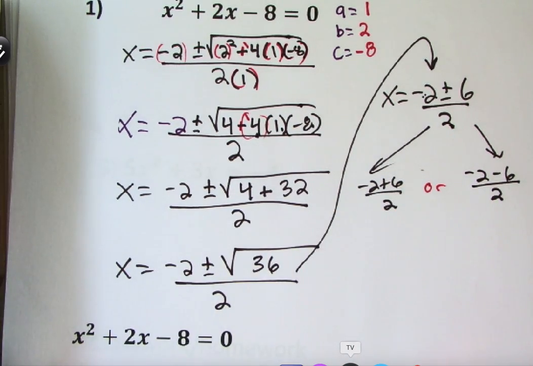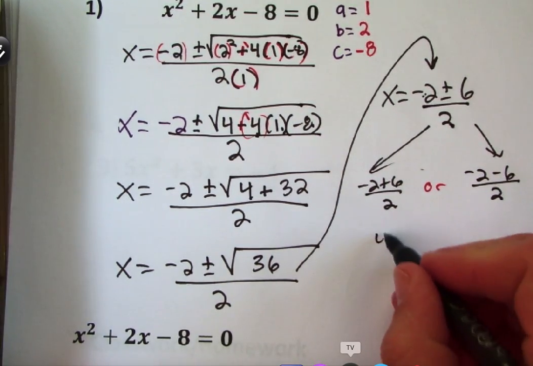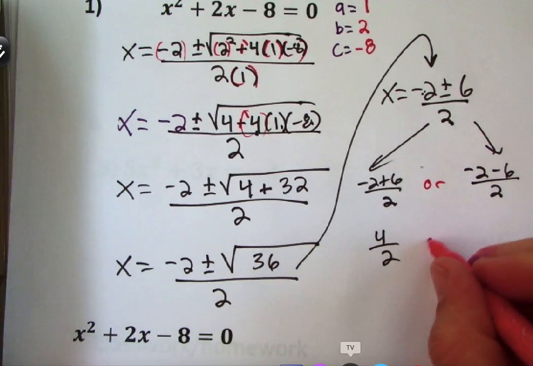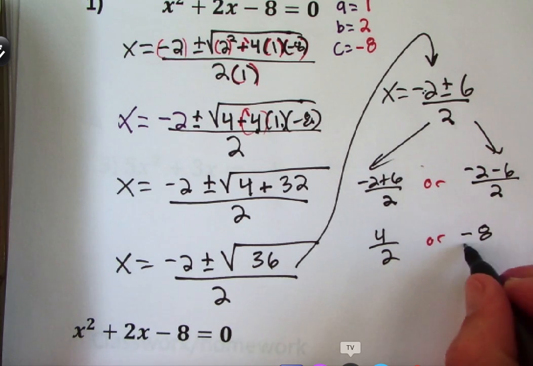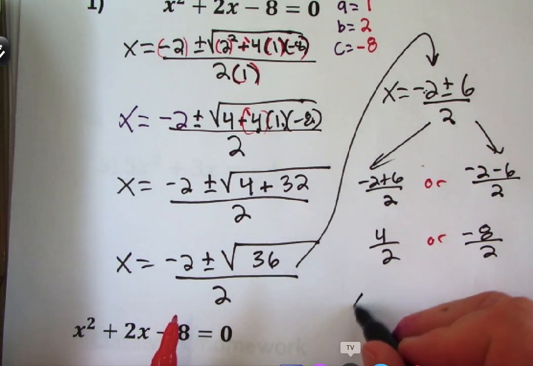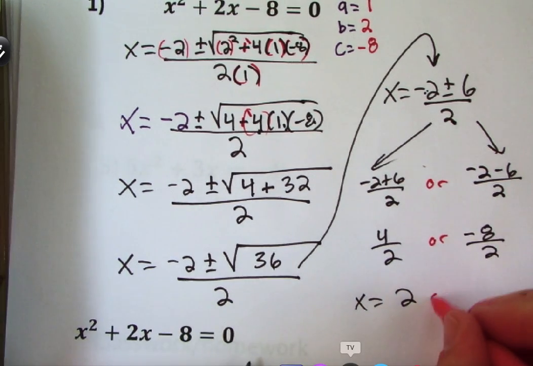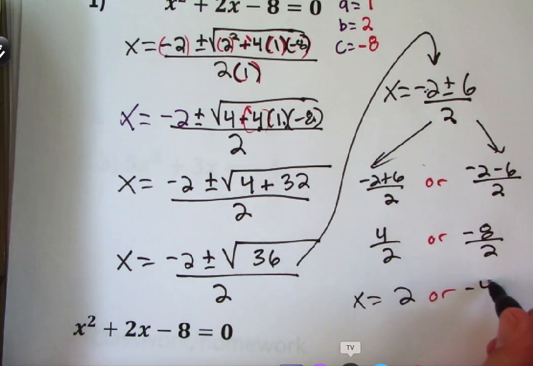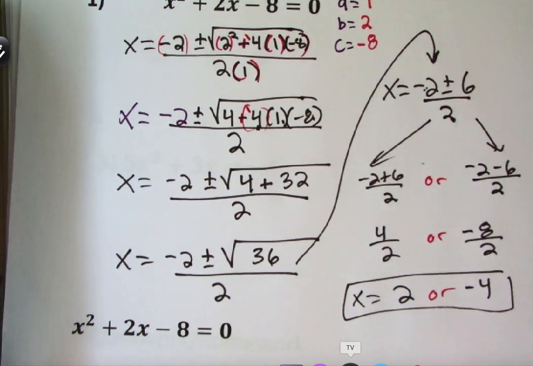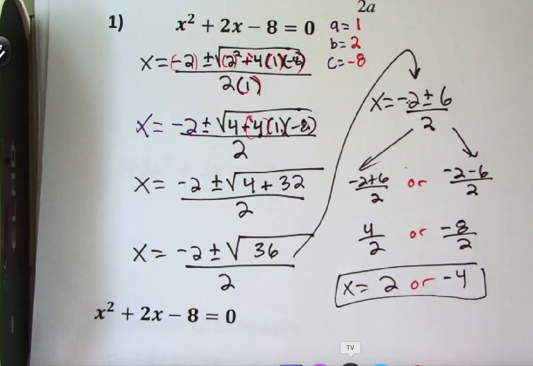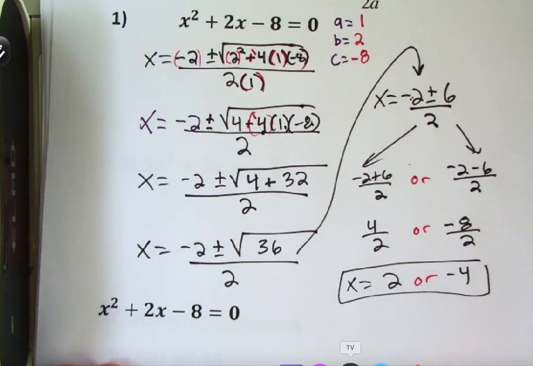Negative 2 plus 6 is 4 over 2. Or we're okay with negative 2 minus 6. It's negative 8 over 2. So x equals 2 or negative 4. Yay, we solved it. Isn't that great? No factoring, no completing the square, no graphing. We found our answer, 2 or negative 4. Great, and you can use it every time.